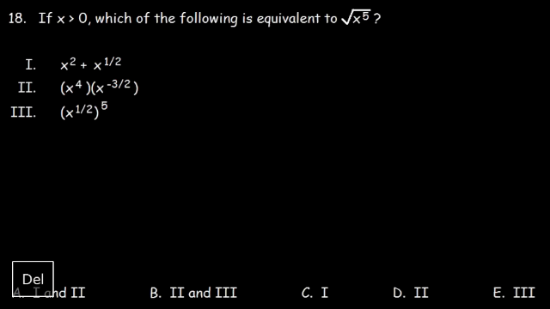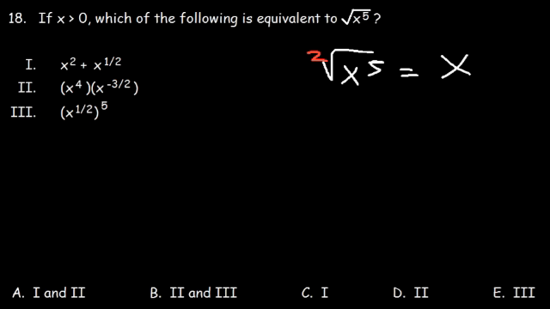So now we can answer the question. So the square root of x to the 5th is equal to, how can you write that as a fractional exponent? Keep in mind the index number, if it's not written, it's always assumed to be a 2. So this is x to the 5 over 2.